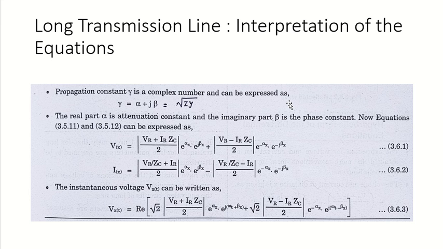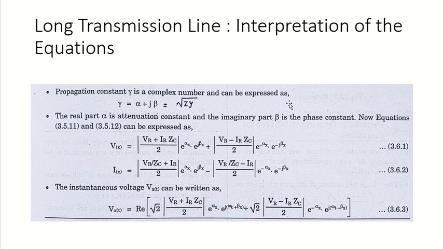So it can be represented as the real part of root 2, then plus the same expression, (Vr plus Ir Zc) divided by 2, into e raised to alpha x into e raised to j(omega t plus beta x). This time we added omega t with beta x. Then again plus root 2 (Vr minus Ir Zc) divided by 2, and this time we will take e raised to minus alpha x into e raised to j(omega t minus beta x), right? Simple, we are just taking the real part.